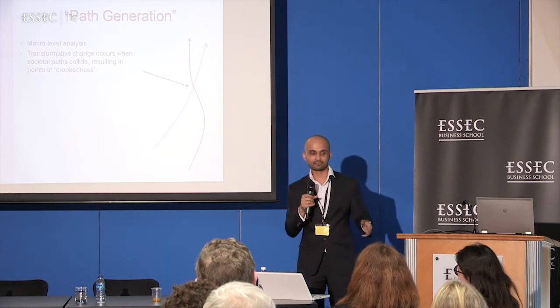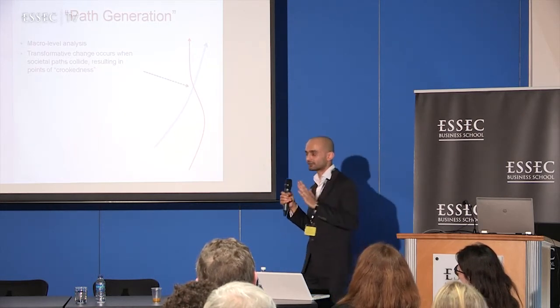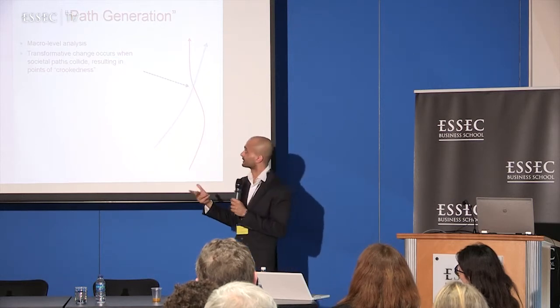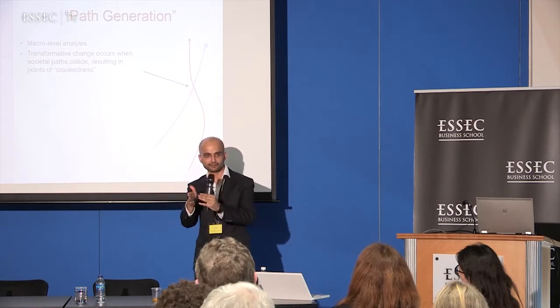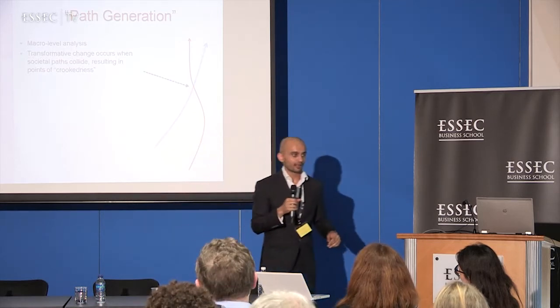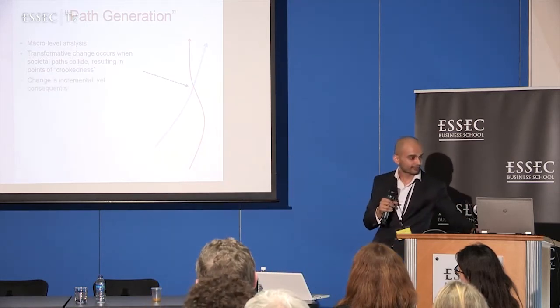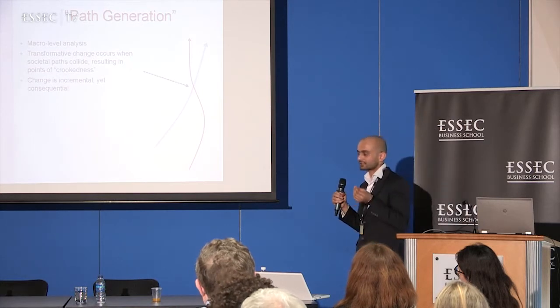At the macro level, you have changes that occur because you have small critical junctures, and you have transformation that occurs because you have societal paths that interact with one another. What's key about this is that this still fits in with the notion that it's not revolutionary change. It's indeed very incremental, but in the end, it turns out being substantial.